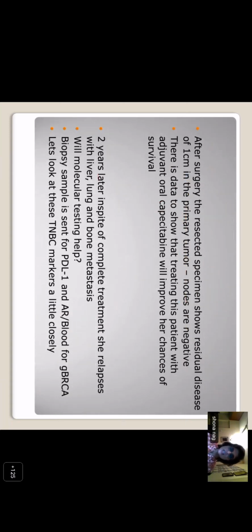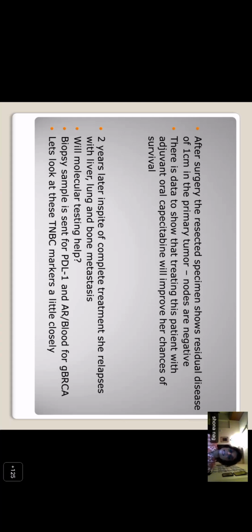So it's very important to know if this patient has residual disease or not. After surgery, unfortunately, this patient had a residual disease of 1 centimeter. Thankfully, the nodes are negative. When nodes are positive after neoadjuvant therapy, especially in this subtype, it is really, really a bad prognosis. But there is data to show that treating this patient for the residual disease with oral capecitabine can improve her chance. And if I happen to check her BRCA and it happened to be positive, then 1 year of a PARP inhibitor would have also been very useful for her.